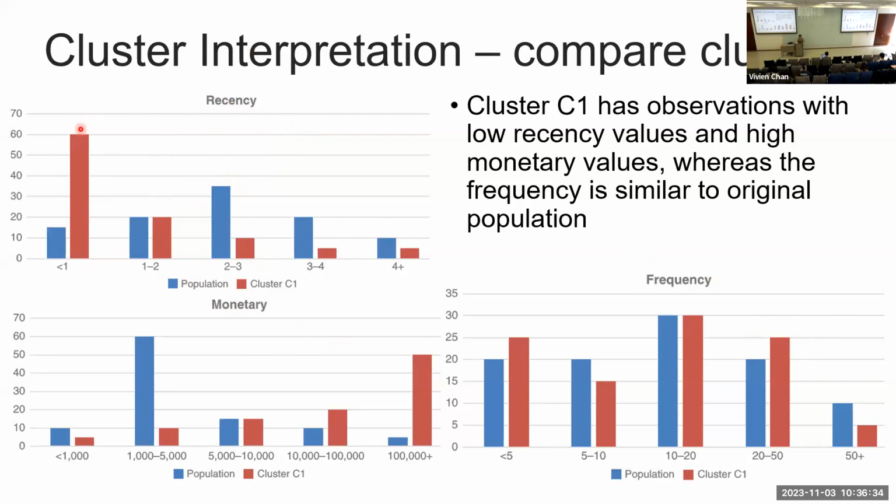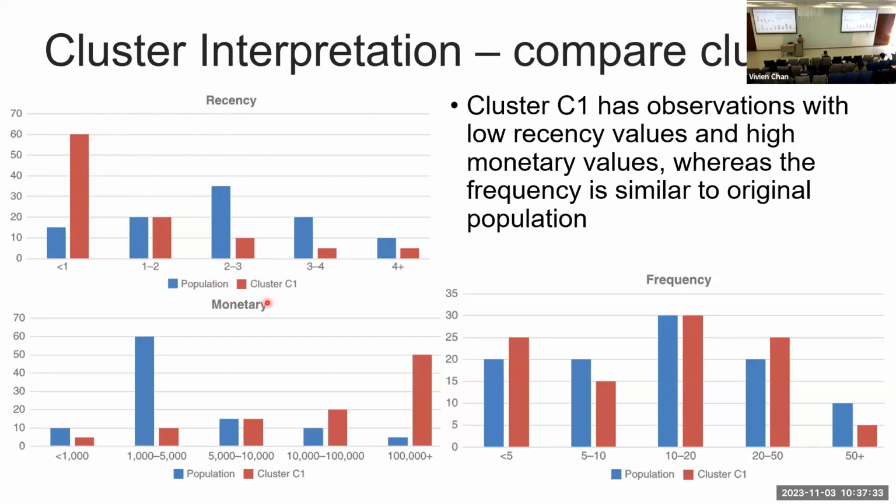Actually I don't remember what this data set is about, but it looks like insurance claims, so let's assume this is an insurance claim. Recency is how long after the insurance was bought that the claim is made: less than 1 year, 1 to 2 years, 2 to 3 years, etc. For the population, usually the first claim is made after 2 to 3 years. But for this cluster, it is very focused on the first year.